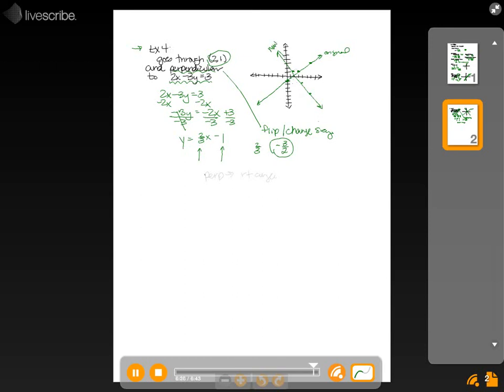Okay? Remember, perpendicular means makes a right angle. Perpendicular, right angle. And if we look at our graph there, it looks pretty good. That is a right angle. And those are our examples for section 2-3.